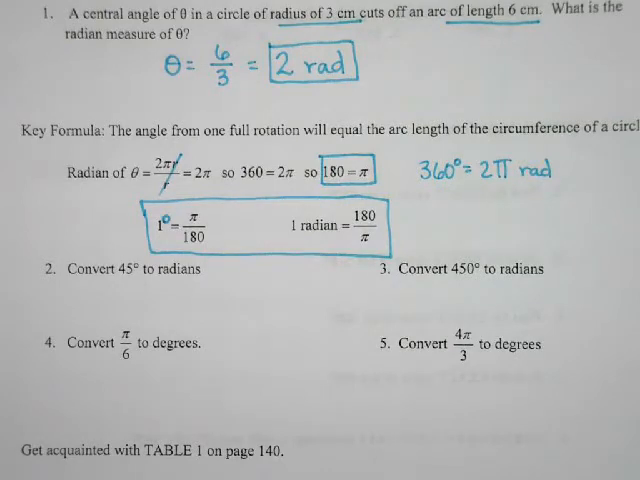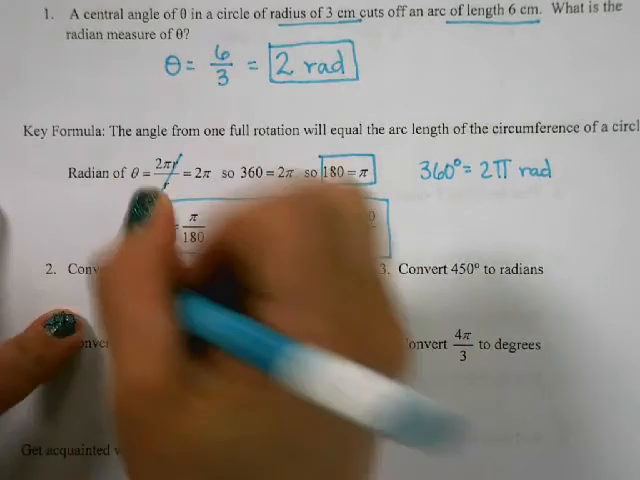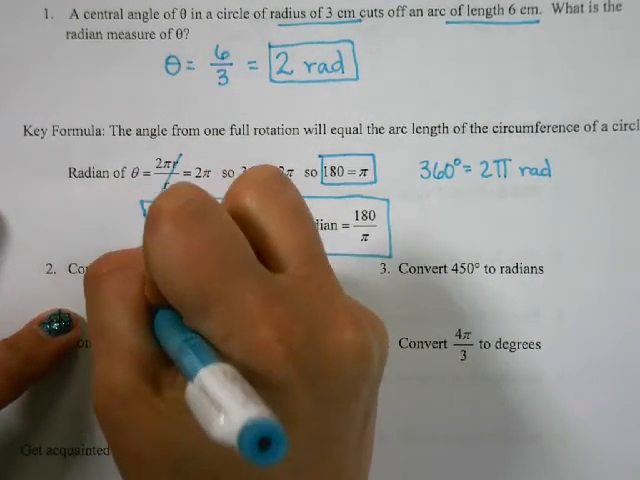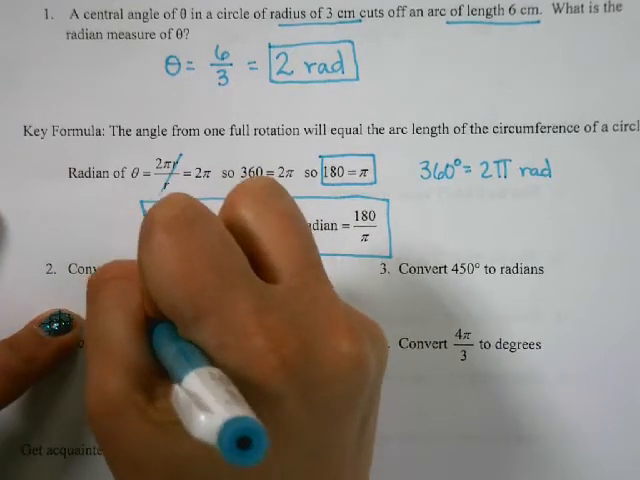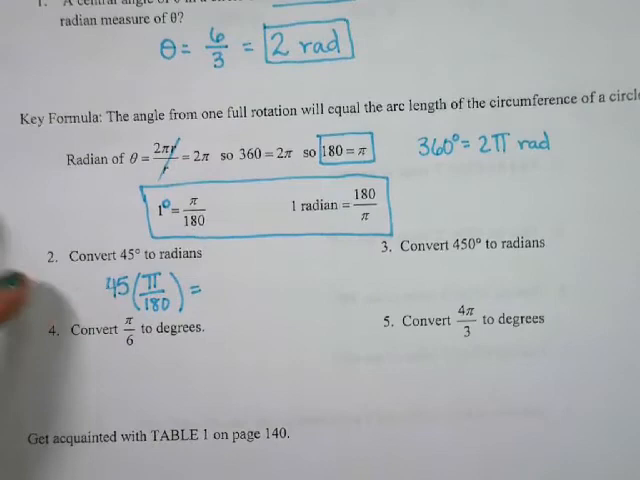Does that make sense? Okay, so the first one says convert 45 degrees to radians. Okay, well 1 degree is pi over 180, so I want 45 of those. So 45 times pi over 180. Now the thing with radians, if it's got a pi in it, we're going to keep that pi.